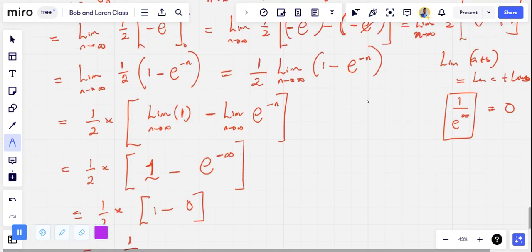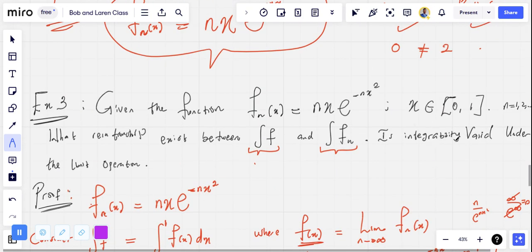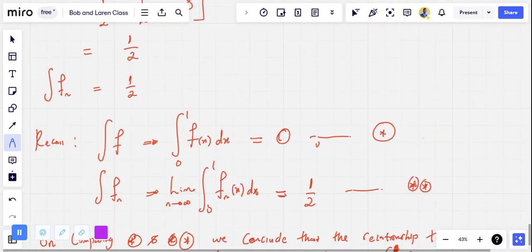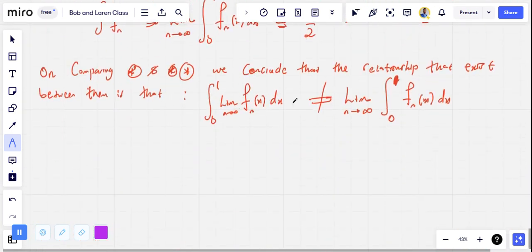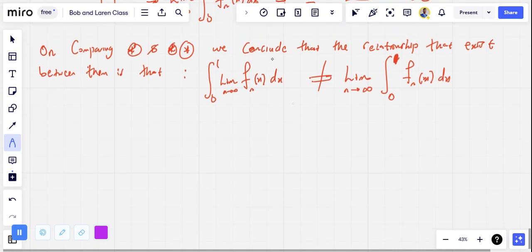So I think they also have another question. They also asked, is integrability valid? That means since they are not equal, which implies that they are not valid. Since they are not equal, that means integrability is not valid. So on comparing this, we conclude that the relationship between them is that this is not equal to this, which implies that the integrability is not valid. Please take note.